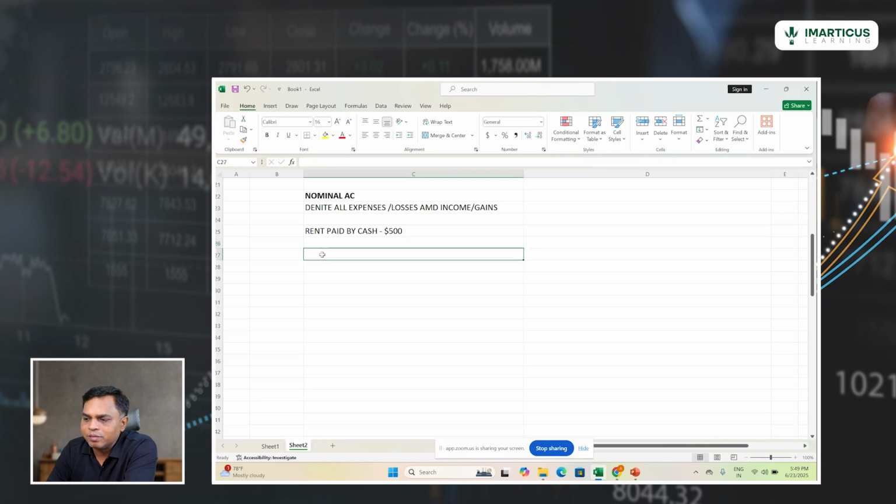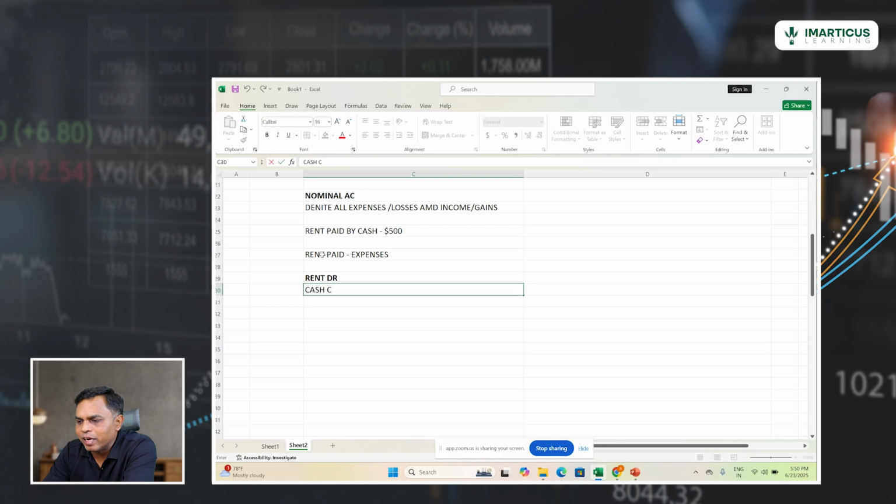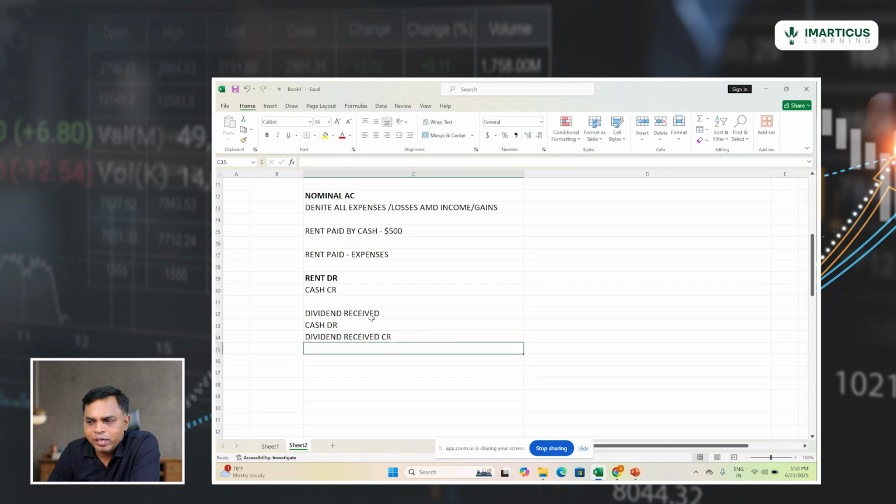Now rent paid is an expense, which is incurred by an organization. So the rent will be debited and it's paid through cash, so cash will be credited. This is the entry for rent paid. Now let's say dividend received. Now dividend is an income which is received. So the cash here will be debited and the dividend received will be credited. So this is the entry for recording the income.